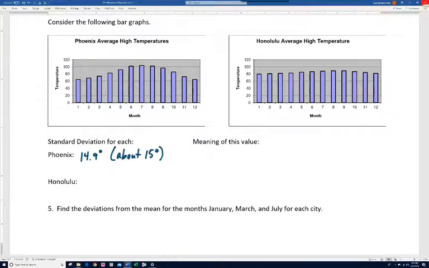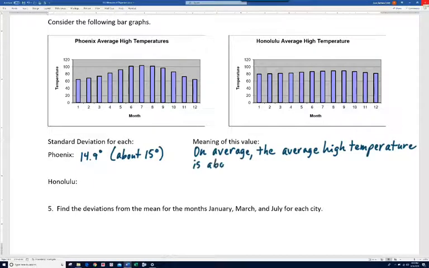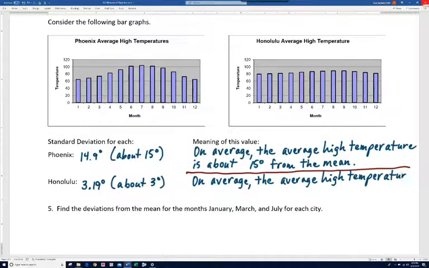So what does it mean that the standard deviation is 15 degrees? Well, on average, the average high temperature is about 15 degrees from the mean. So you can see it's not very close to the mean on average. With Honolulu, the standard deviation is about 3.19, so about 3. So on average, the average high temperature in Honolulu is about 3 degrees from the mean as you look throughout the year. So you can see that the temperatures are staying a lot closer to the mean.